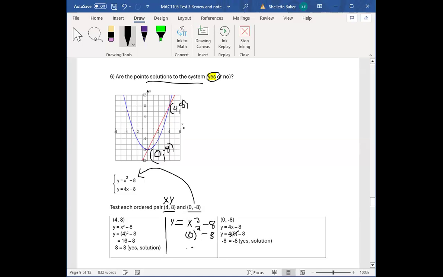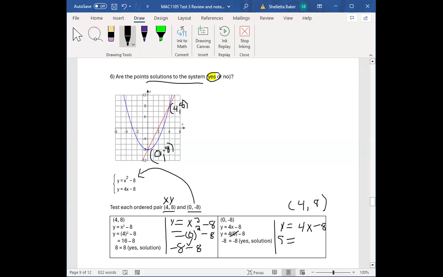We want to know if that y coordinate equals -8, and it does. So this works out for the second point in the first equation. Now taking that second equation again, y equals 4x minus 8, we want to substitute this time the (4, 8), this ordered pair, to make sure that it is also a solution to this equation.